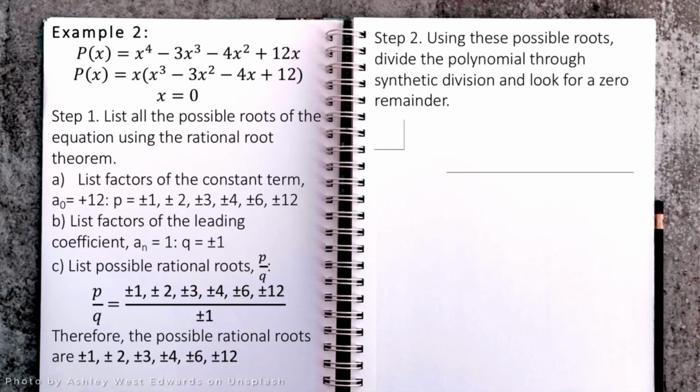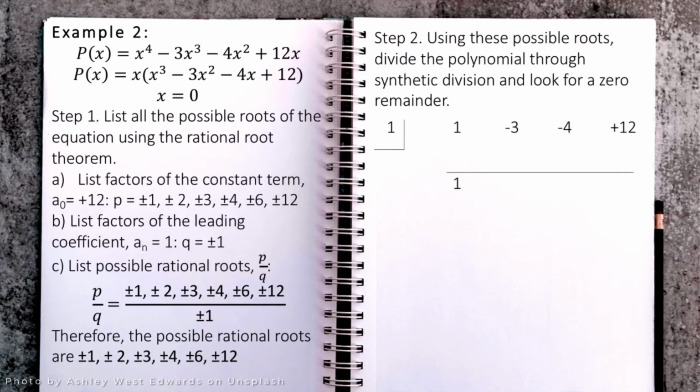Now, step number 2. Using these possible roots, divide the polynomial through synthetic division and look for a zero remainder. Now, in this factor, the coefficients are positive 1, negative 3, negative 4, and positive 12. We're going to write all of that. And then, let's try the easiest one, which is positive 1. Now, using synthetic division, bring down positive 1.